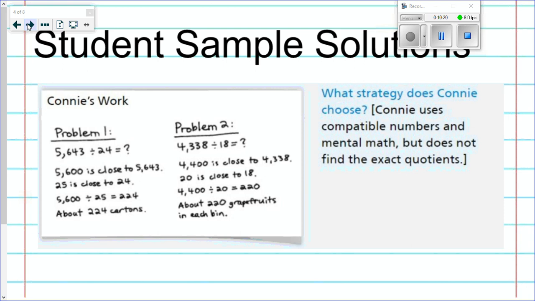Now we're looking at Connie's work. Now, Connie found solutions to the problem, but she didn't follow the questions correctly. She used estimation. And in this problem, it doesn't say about how many, which would be the key word to let us know that we need to estimate. We need to actually solve each problem using a strategy for division. So Connie's estimates are correct, but she did not find the exact quotients.